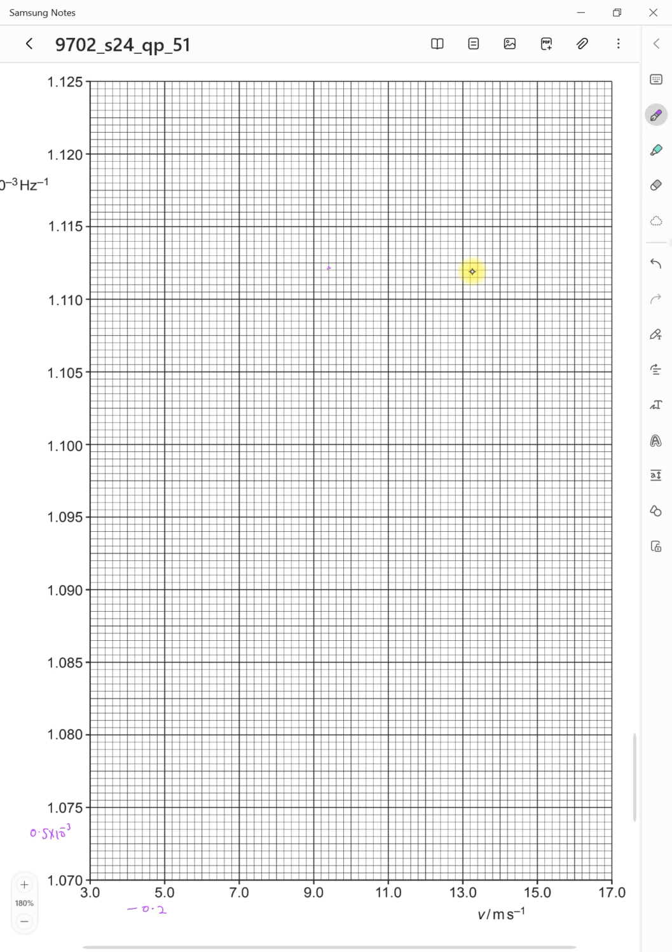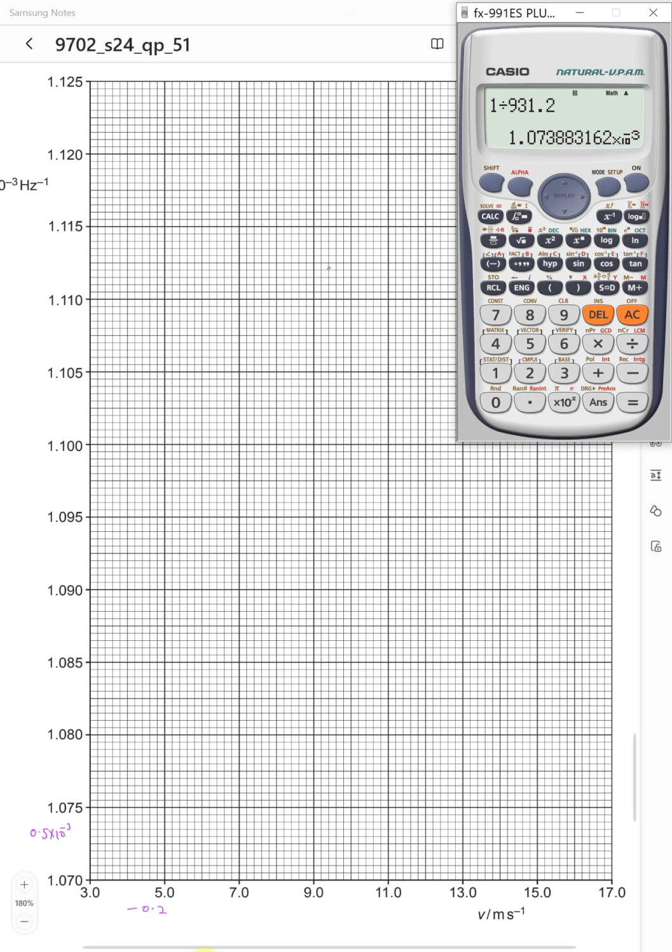Okay, let's plot the first point from my table, which is 3.5 on the x-axis against 1.118. So 3.5 on the x-axis, 3.5 minus 3, divided by the scale, which is 0.2. So I'm going to add 2.5 squares on the x-axis.